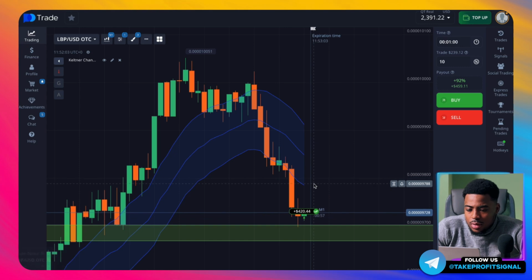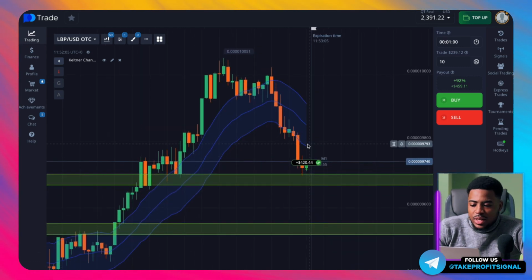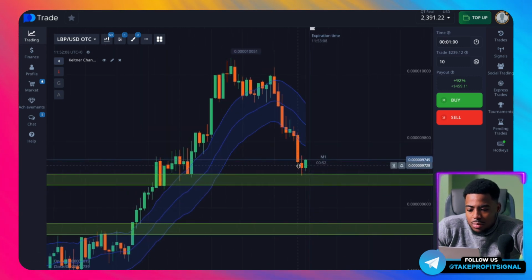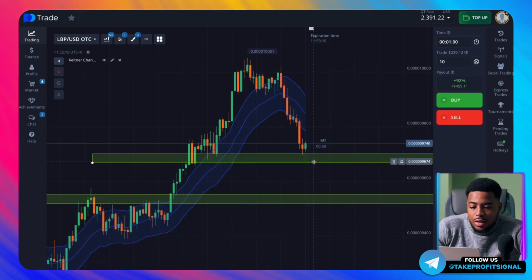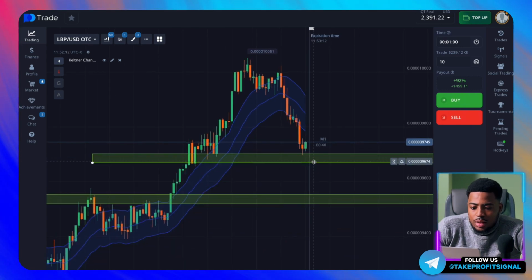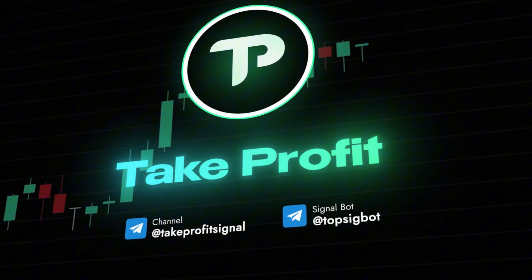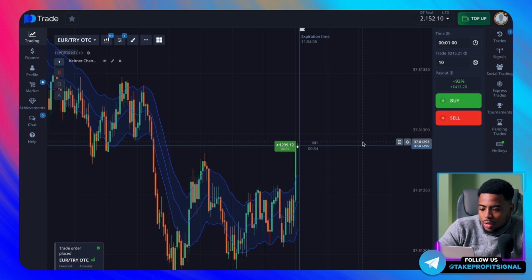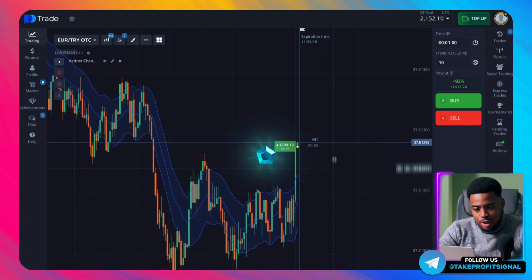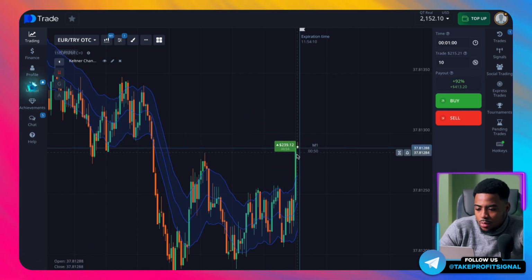Here, of course, alas, the same big red Japanese candle has not formed, but nevertheless, we have taken our trend trade. This is what trend trades are based on. Let's get into another trade. Just now, literally, we have this huge green Japanese candle forming.